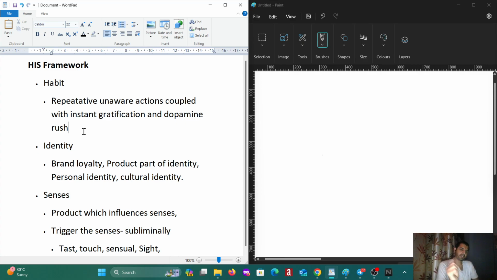Another aspect is identity. So what is identity? Identity is something which you hold within. It can be your national identity, your religious or cultural identity. It can be your brand loyalty. It can be a part of product-based identities.